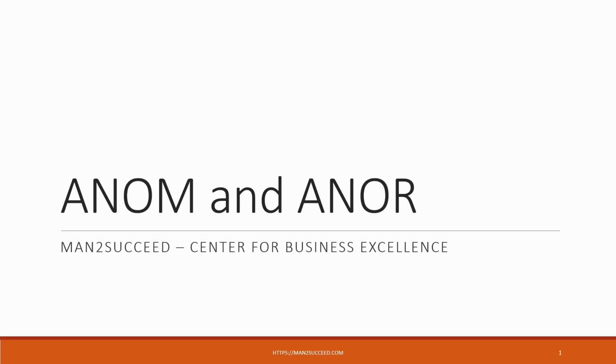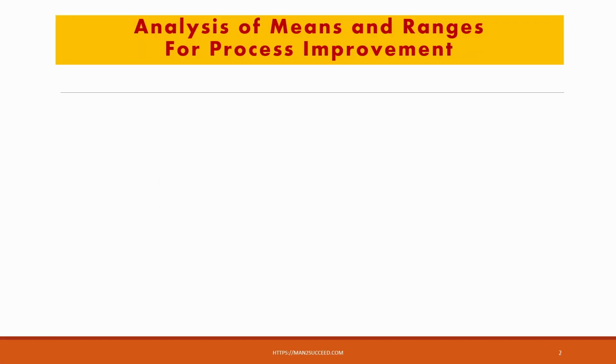Heard about ANOVA, control charts, that too X bar R chart. Today we are going to see about ANOM and ANOR, that is analysis of mean, analysis of range. These two things we are going to see here: analysis of means and ranges for process improvement.